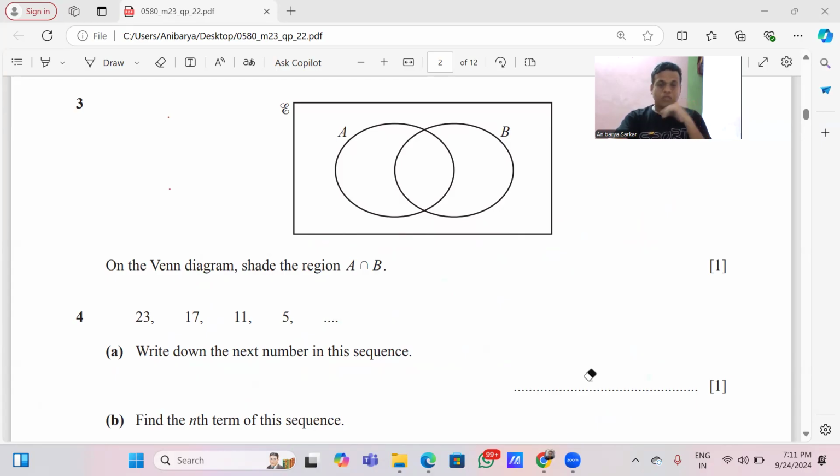Achha. These are two questions. The first question is very simple. On the Venn diagram, A intersection B. A intersection B means we all know. A intersection B means what? That means the middle portion.